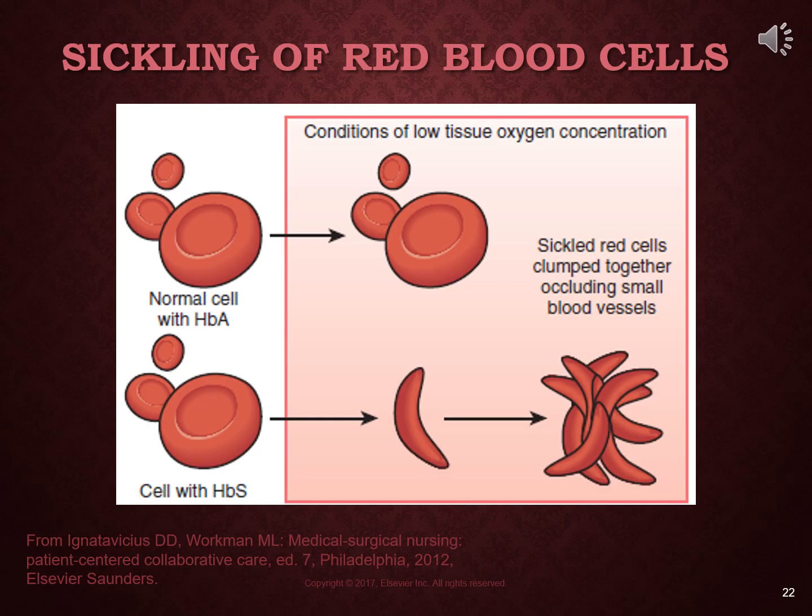If you look at this diagram, it can give you a little bit of an idea of what the changes in the red blood cells look like. So you have a normal cell with hemoglobin A, and when it comes in contact with the low oxygen in the tissues, it retains its shape. If you have a cell with hemoglobin S, it sickles. They clump together and occlude small blood vessels when they are in conditions of low tissue oxygen concentration.